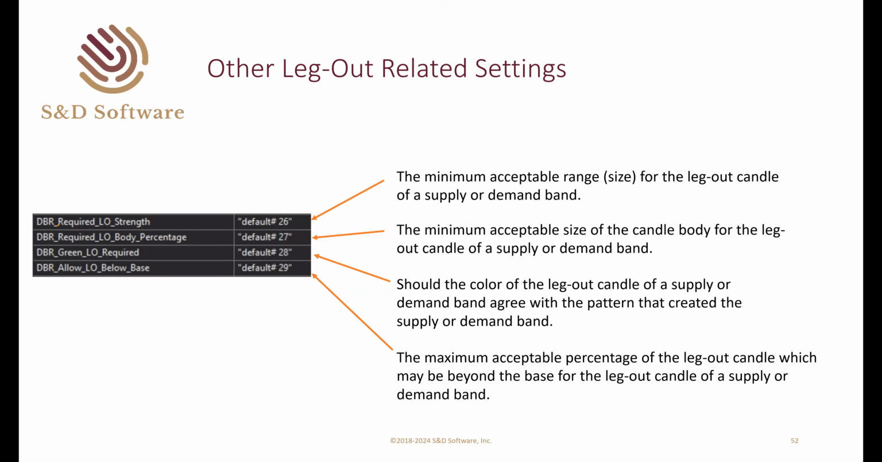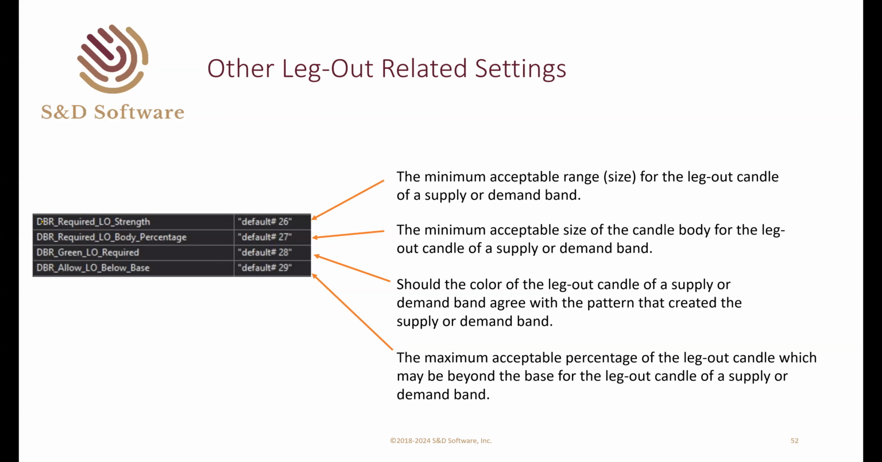So required leg out strength, that's a setting that's there for all of the 4 patterns that we look at. Here it's for the drop base rally, so it starts with DBR. If you go in and look at the settings for the rally base rally, required leg out strength is there, but it starts with RBR instead of DBR. And for a rally base drop, it would be RBD instead of DBR.